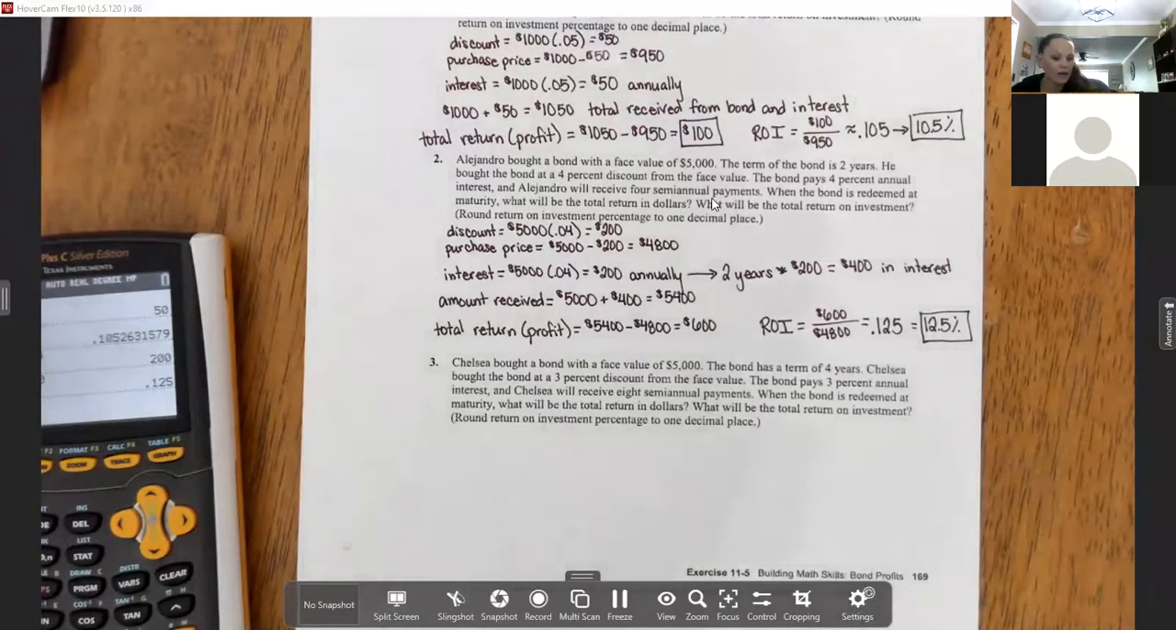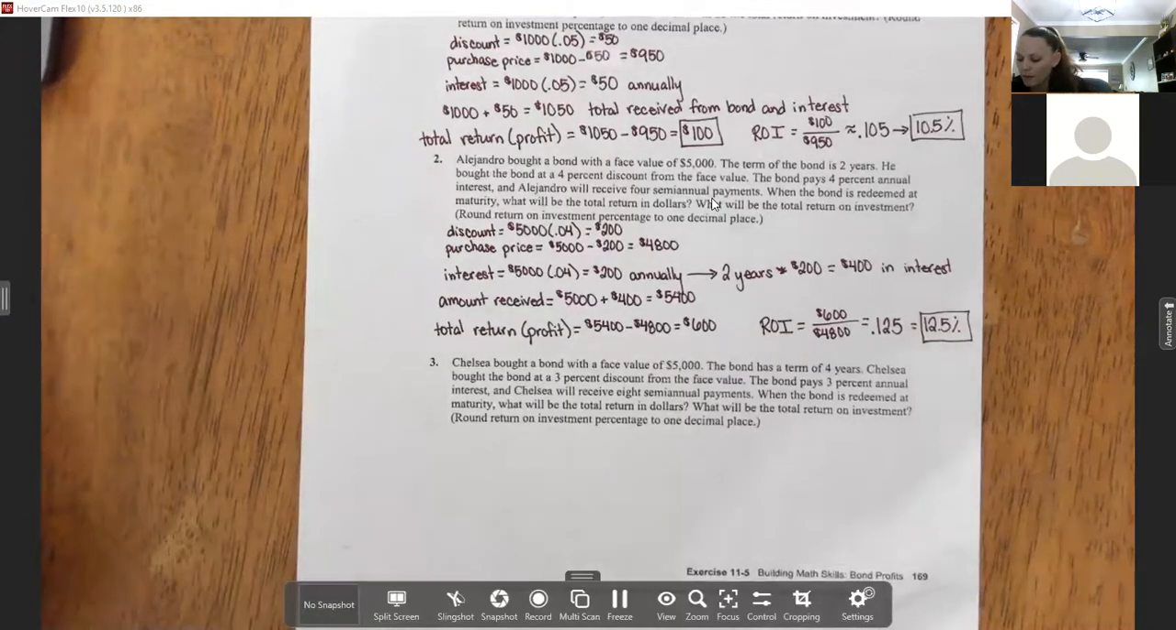Okay, and the last one here on this worksheet, at least: Chelsea bought a bond with a face value of $5,000. The bond had a term of 4 years. Chelsea bought the bond at a 3% discount from the face value. The bond pays 3% annual interest. Chelsea will receive 8 semi-annual payments. When the bond is redeemed at maturity, what will be the total return in dollars and the return on investment?